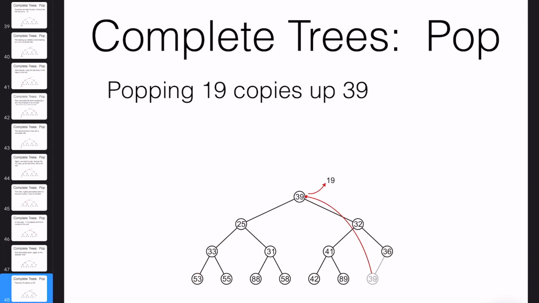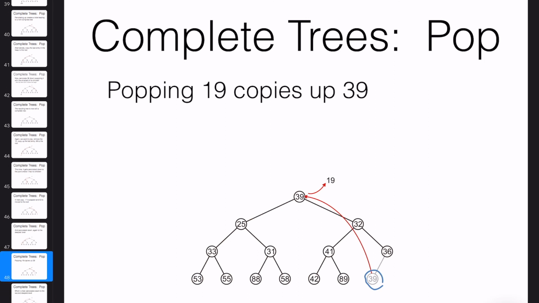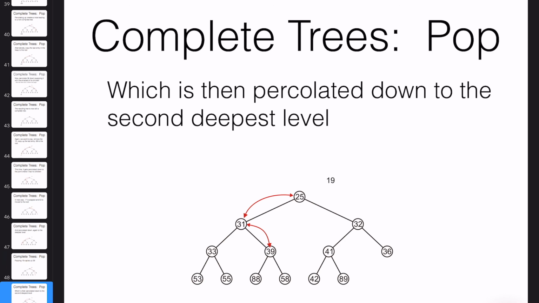and the tree would look like this. Another step of pop: if you call the pop, the last leaf node is going to be this one, right? This will be copied to the root, then it will be percolated down, which will end up here in this node.